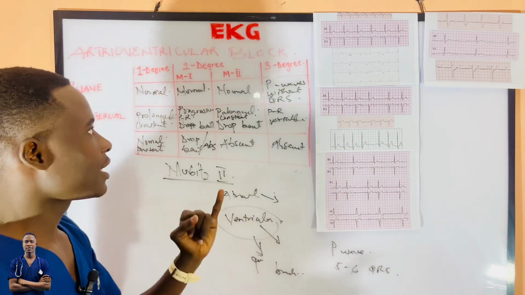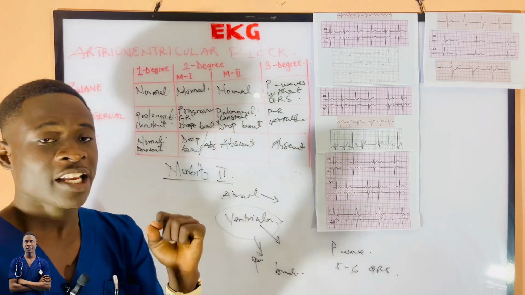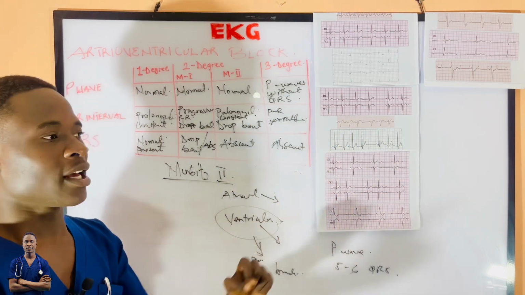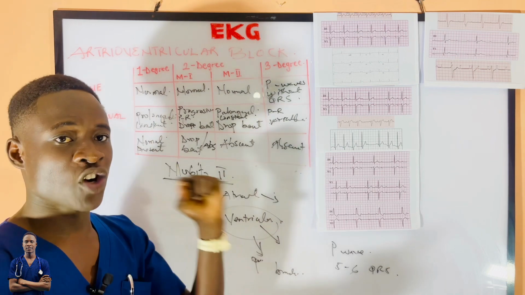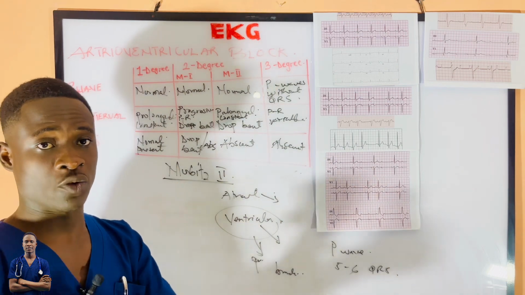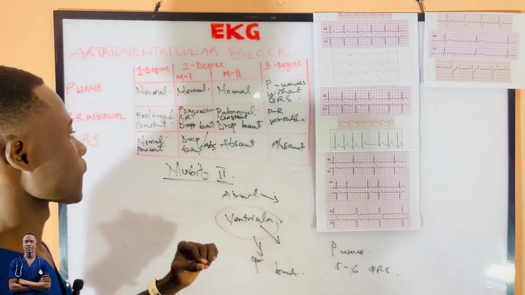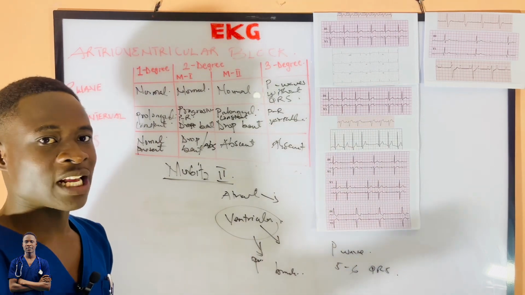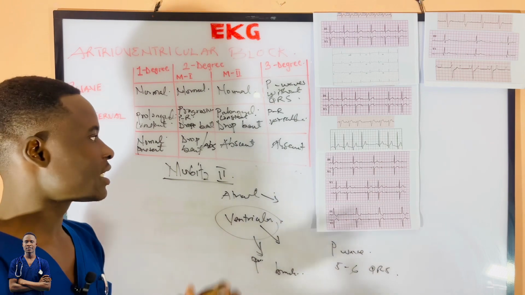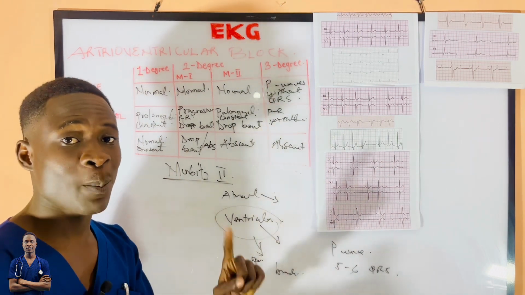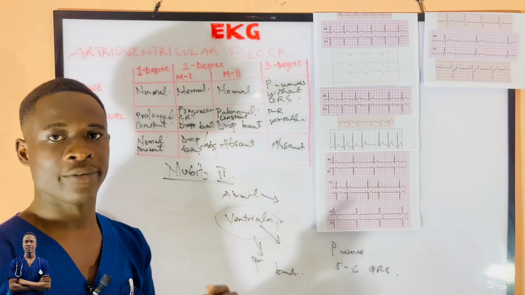Second degree, the Morbius one. The Morbius one is going to be progressively increasing in the PR interval until it gives a drop in beat, or until it's totally blocked. That gives a drop beat. Now, for that point, when there's a drop beat, that means there will be an absence of a QRS complex on that P wave.